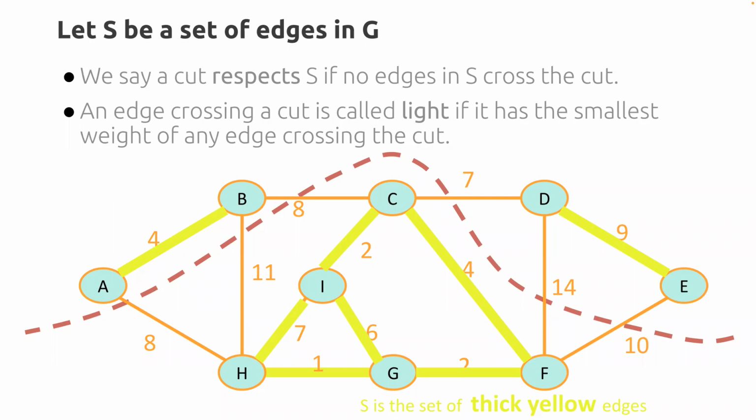Which one? You said C to D. Yes, C to D. Why? Yes, because its weight is 7. The other ones that cross are F to E, which has weight 10, D to F, which has weight 14, B to C, which has 8, B to H, which has 11, and A to H, which has 8. So all of those cross the cut, but the smallest one is 7. So that's considered our light edge. Okay. Again, these are all just definitions. If you're interested in how these definitions play with each other, then you're looking at graph theory.